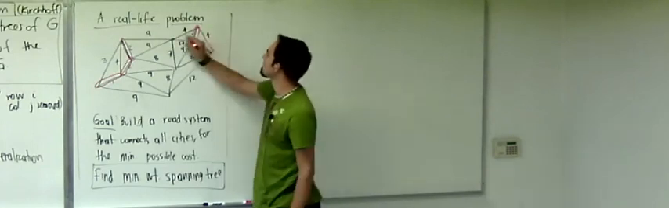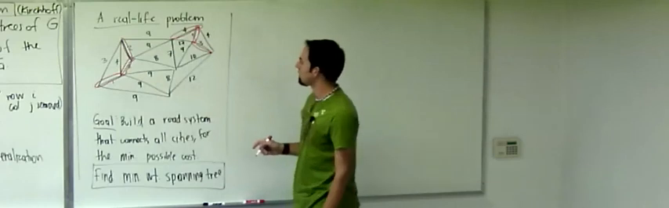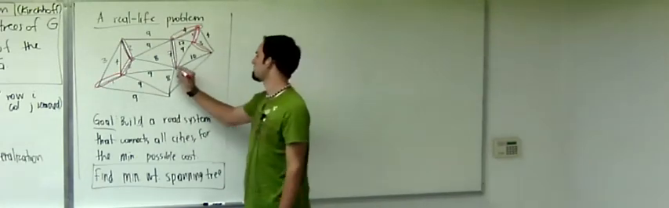Then the next ones are worth 4, so I don't build this one because I can already go around, but I should build this one, and I don't build this one. Okay? So the next cheapest one is this 7, so I build that one. Then the next cheapest one is 8, and 8. And I think I'm done, right? Yeah.